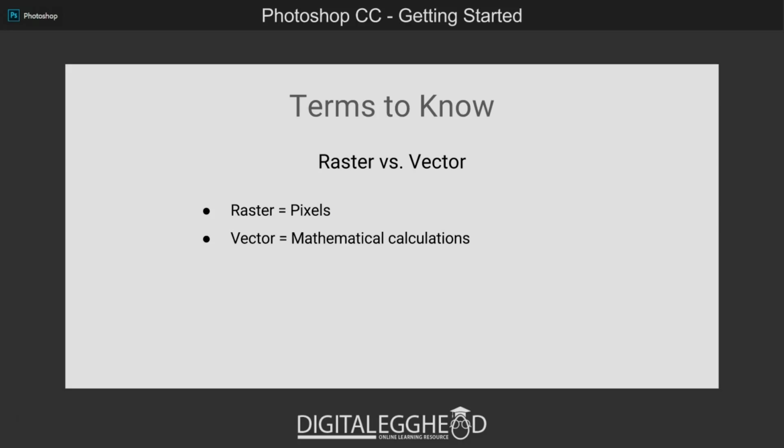Now vector, because it's based on mathematical calculations, will always have smooth edges. It's basically just using a formula to figure out where the curves and the lines and the edges are supposed to be. There's a lot of material out there that will give you full definitions of raster and vector if you really are having a hard time understanding that.